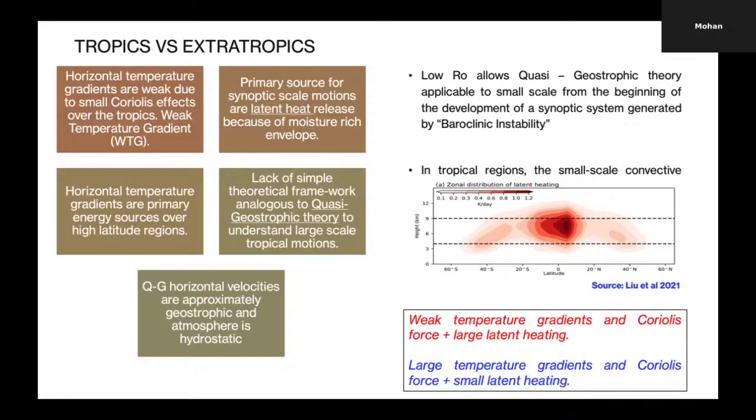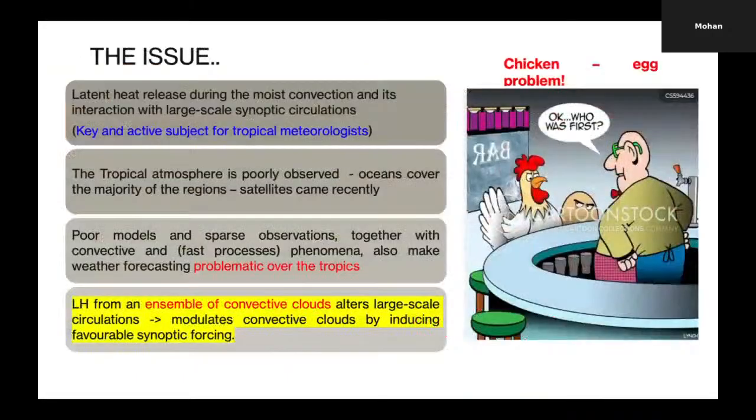This has a profound effect on the deep convection that is happening in the different regions. The tropical atmosphere is complex because of this, whereas the extratropical regions are slightly easier to predict, and there are tools to predict the large scale systems and the cumulus scale convection. But we don't have such a strong tool, like the quasi-geostrophic theory or quasi-geostrophic framework, to understand the atmospheric motions in the tropical region.